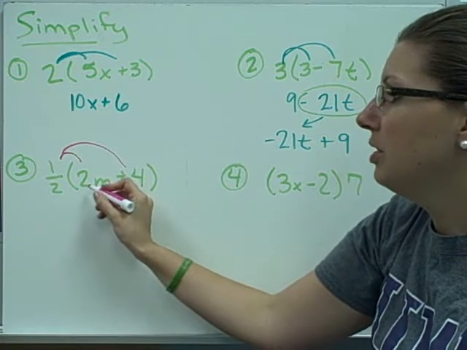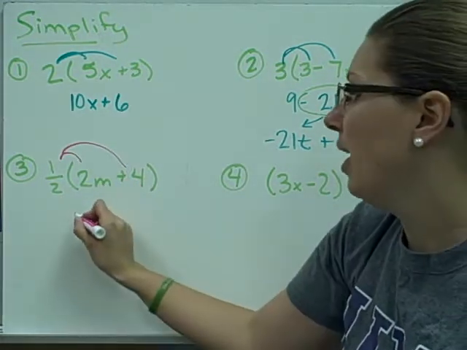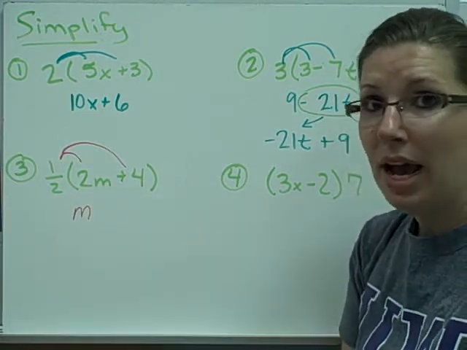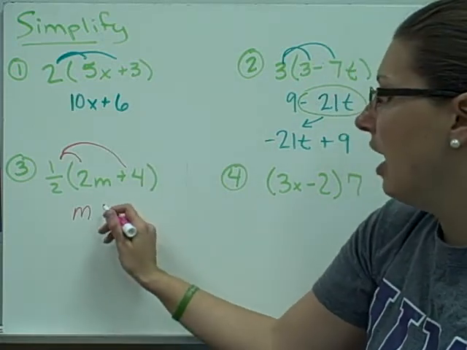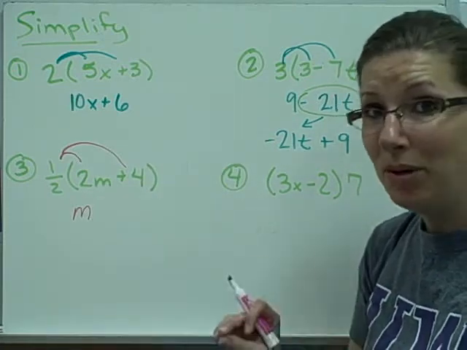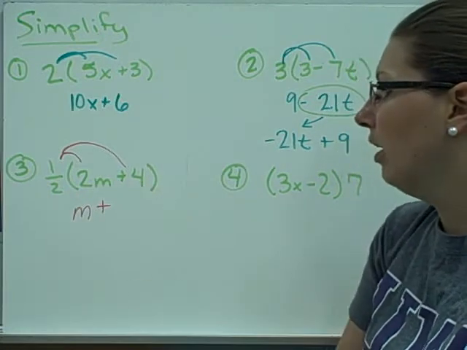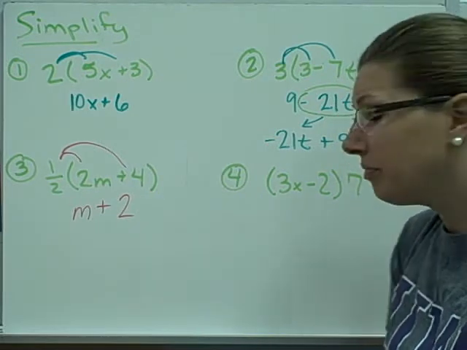Half times 2m, so half of 2 is 1. I can just write it as m, so half of 2m is 1m. I don't need to write my 1 because my 1 is understood there, and I'm trying to write this answer as simply as possible. Plus half times 4 is 2. m plus 2 is my final answer.